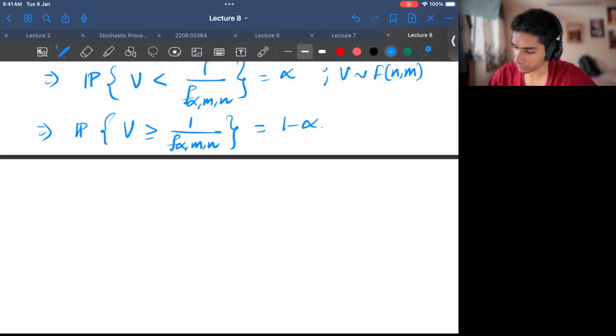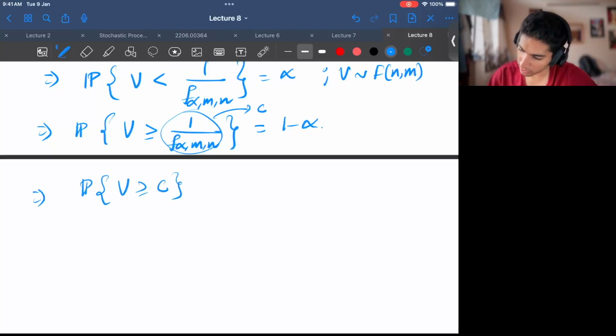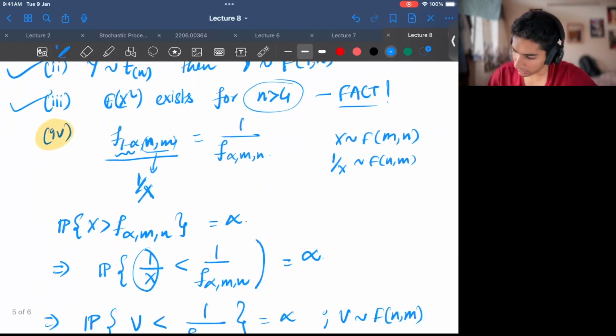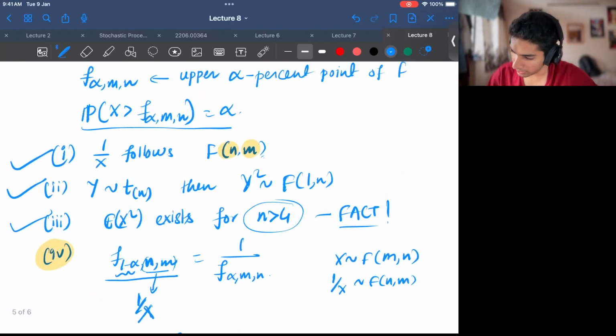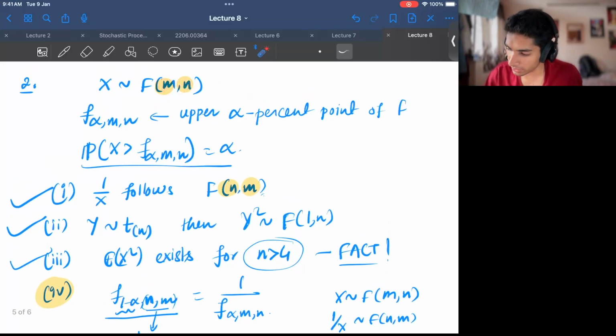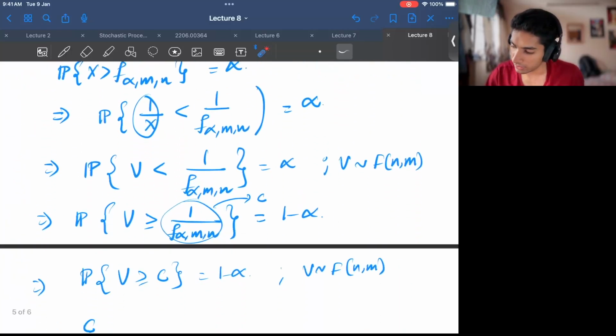Now, this implies, if I call this thing C, so the probability of V greater than or equal to C is equal to 1 minus alpha, and V is distributed according to F of n comma m. So what is C? By definition, it is given to us that if m comma n is the parameter and the probability of x being greater than this constant is equal to alpha, then we call this constant F alpha m n, right?